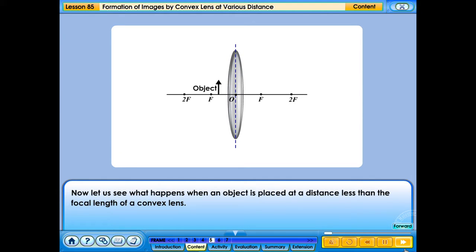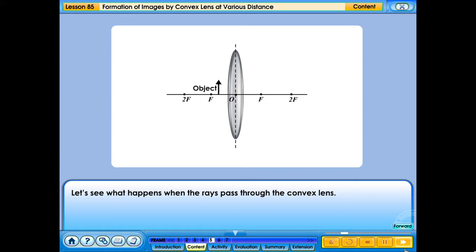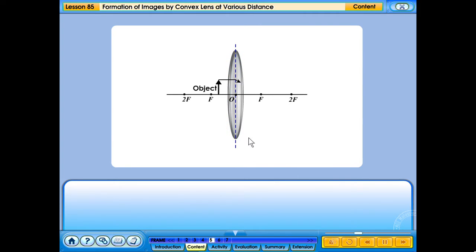Now, let us see what happens when an object is placed at a distance less than the focal length of a convex lens. Let's see what happens when the rays pass through the convex lens. Click on the lens to find out. This can be symbolized as U less than F.